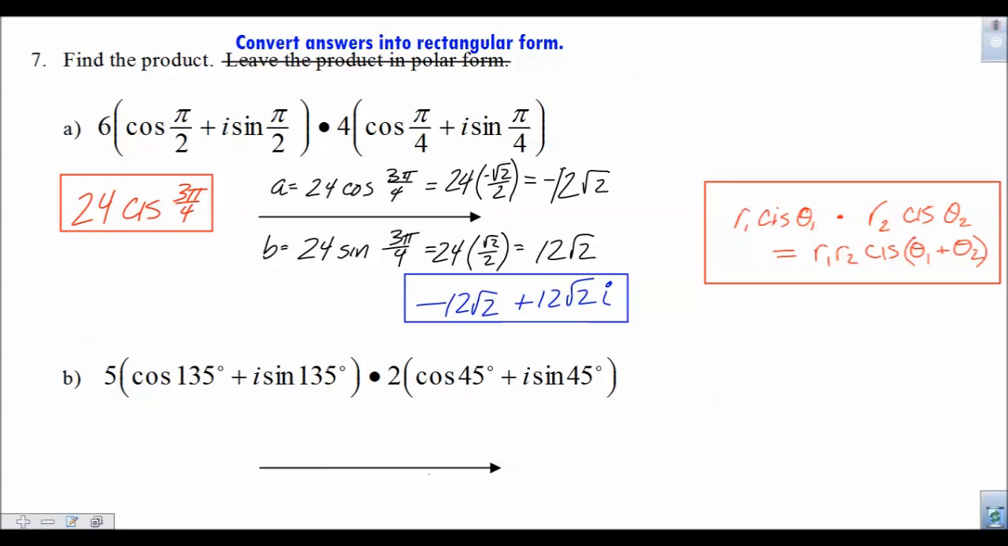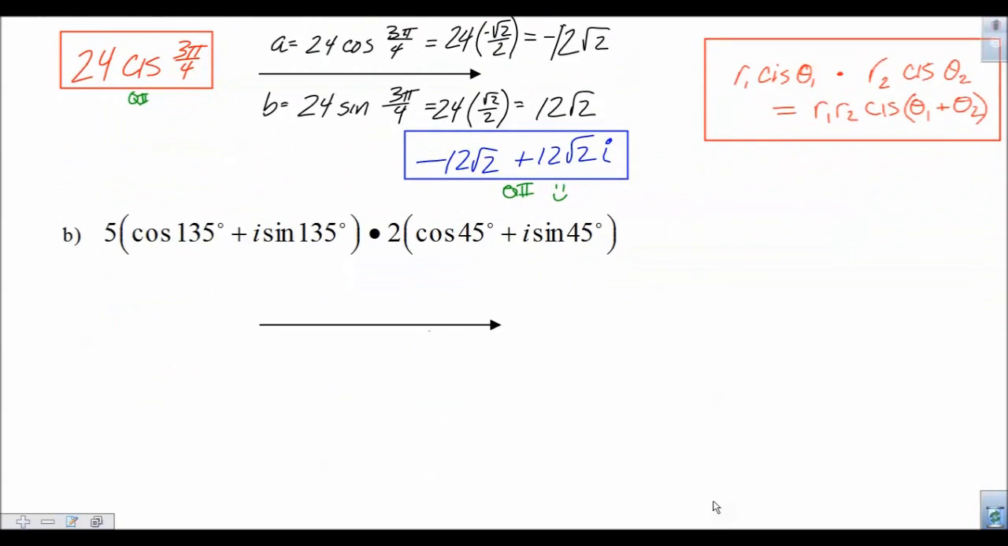Please don't forget to repackage that as an a plus bi number, so we have negative 12 square root of 2 plus 12 square root of 2i. Double check your quadrant. So now we're good to go. Quadrant 2 for both. Let's do the same thing for the one down here. Multiply our r's, add our thetas. Simple. R cosine theta, r sine theta.